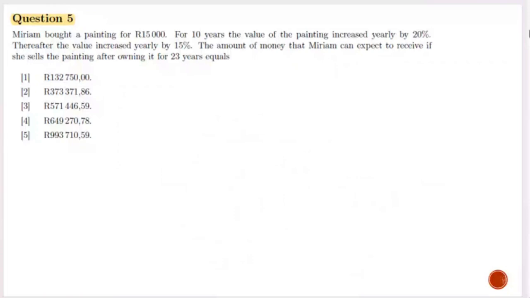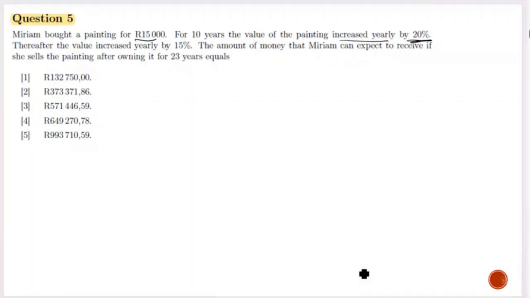Okay, let us look at the one whereby you have to apply a timeline. Not that you don't have to apply it on the others, but sometimes once the situation gets complicated, it's best to get a timeline. So now we've got this situation whereby you've got this lady who's buying a painting, so this becomes the present value of that thing. And then for 10 years, the value of the painting increased yearly by 20%.